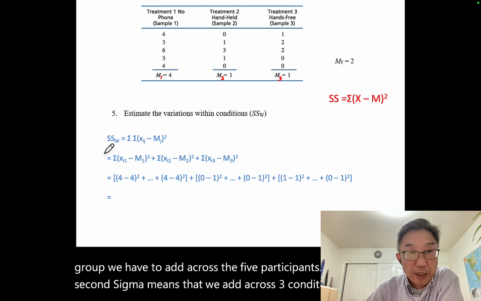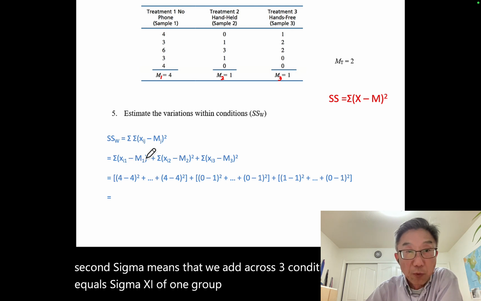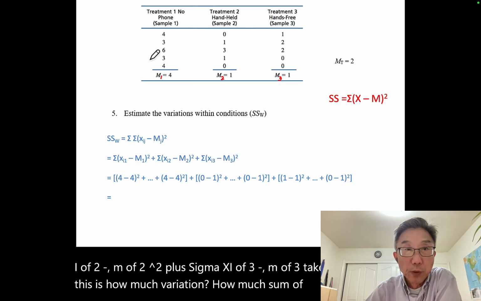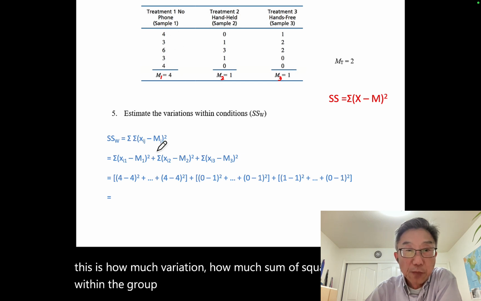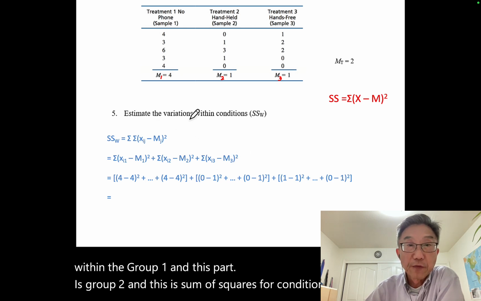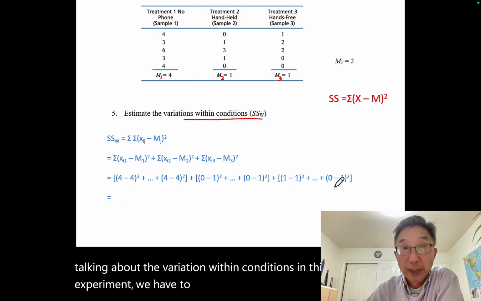Okay, so it equals sigma x of i in group 1 minus m1 squared, plus sigma x of i in group 2 minus m2 squared, plus sigma x of i in group 3 minus m3, take the square. So this is how much variation, how much sum of squares, within group 1. And this part is group 2. And this is sum of squares for condition number 3. Since we're talking about the variation within conditions in this entire experiment, we have to add them together.